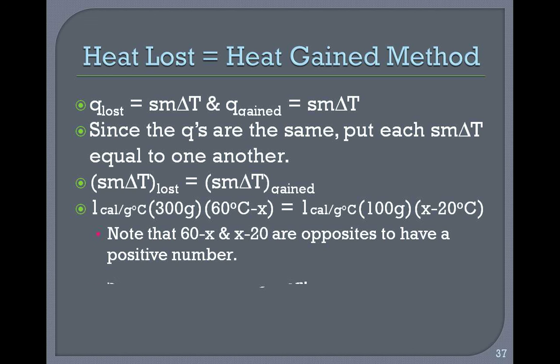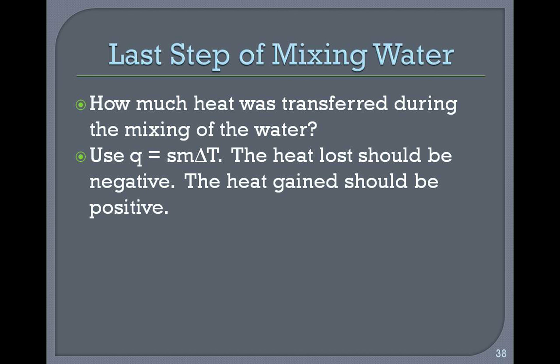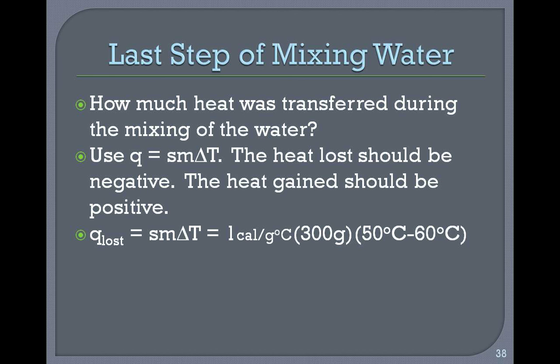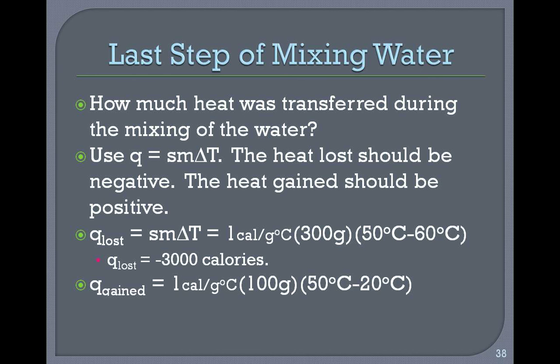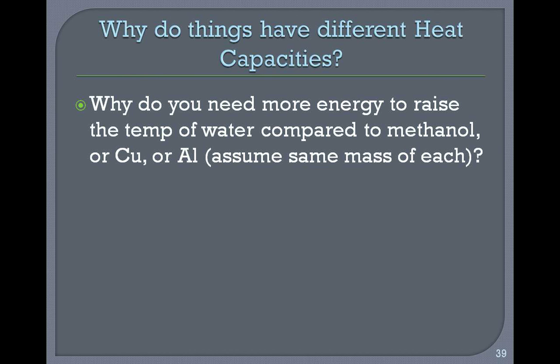And I know you can do all the algebra. You do multiplication, some division, some subtraction, and eventually you solve for X. And when you solve for X, you get 50 degrees Celsius. So the last step of mixing water: how much heat was transferred during the mixing of the water? So we use Q = SmΔT. The heat loss should be negative because you lost heat. The heat gain should be positive. So the heat lost was negative 300 calories, but the heat gained was positive 300 calories. It's just the opposite. So heat lost equals heat gained.